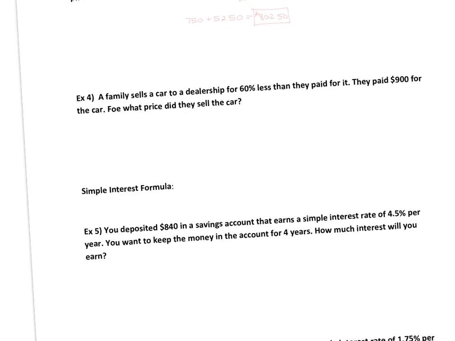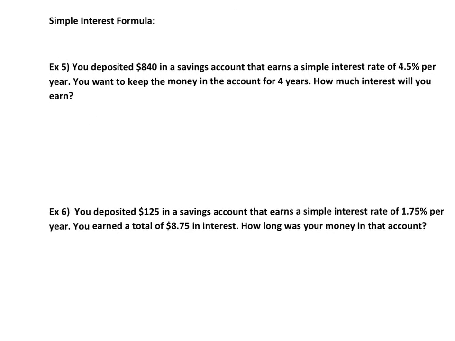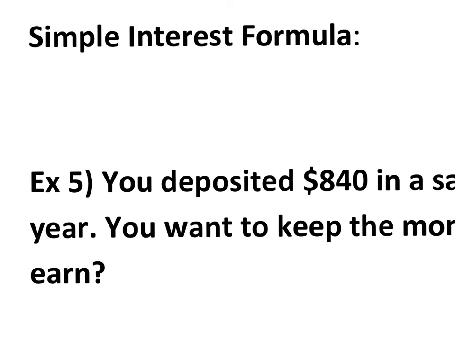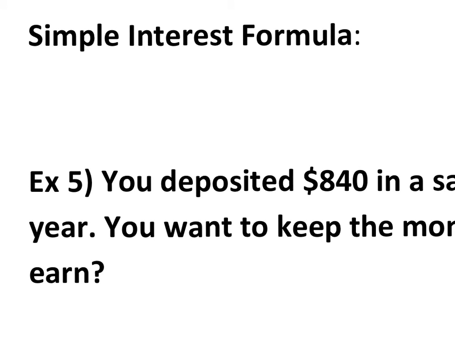Okay, all right, we're going to skip example number 4 right now, and move on to examples 5 and 6. This is called the simple interest formula. The most basic way to think about it is if you have a savings account, you put money into a bank, you get to pick the bank, and the bank pays you a very small amount of money to keep your money at that bank. For simple interest, we have a formula. It's I equals PRT.